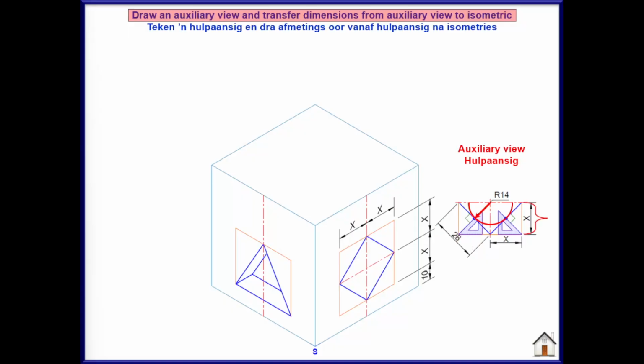Transfer the height distance of x and the length distance of x to the isometric view. First, determine the bottom of the base of the square, then position the center lines in the correct position. We can then transfer the orthographic auxiliary view and convert it to the isometric square that I will see in my isometric view. The x distances that were transferred to my isometric view can then be joined to complete my square in my isometric view.